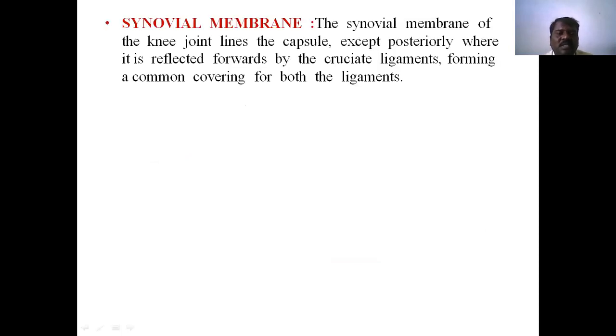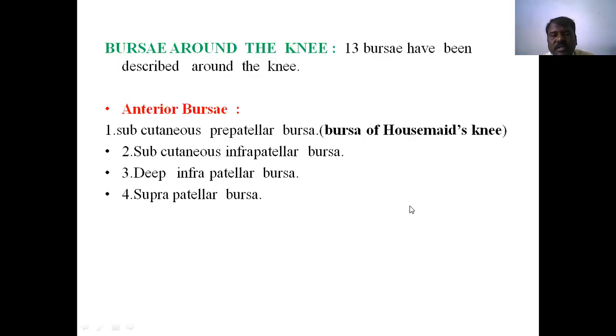Synovial membrane. The synovial membrane of the knee joint lines the capsule inside, except posteriorly, where it is replaced forward by the cruciate ligaments, forming a common covering of both the ligaments. That is the synovial membrane. It is inside of the capsule. We can identify that it produces the synovial fluid and gives the lubrication inside of the synovial joint, that is the knee joint. Next, not only these ligaments, we can also identify 13 bursas.